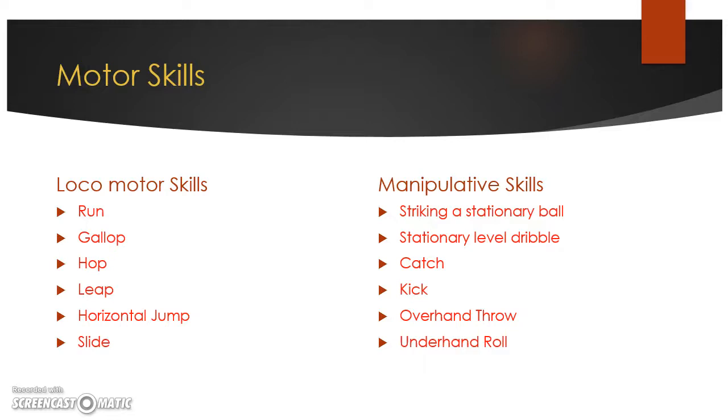We have the locomotor skills and the manipulative skills. Our locomotor skills consist of running, a gallop, a hop, a leap, a horizontal jump, and a slide. While our manipulative skills test will consist of striking a stationary ball, a stationary dribble, a catch, a kick, an overhand throw, and an underhand roll.